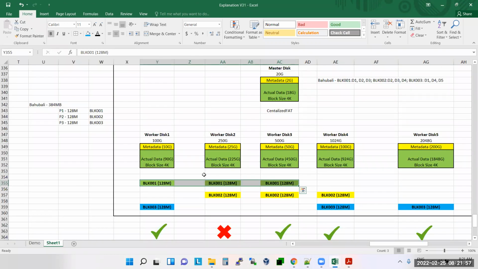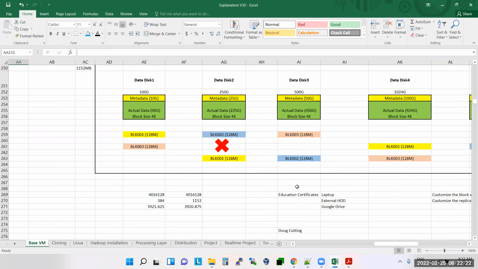Now we are understanding the metadata disk and worker disk. Any disk, say I have a hard disk. Without connecting it to a laptop, a desktop, or a server, will the hard disk automatically work? No. I need to connect it, right? Yes or no? Yes.